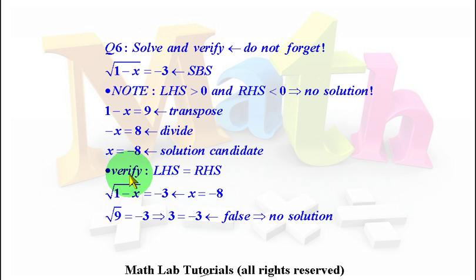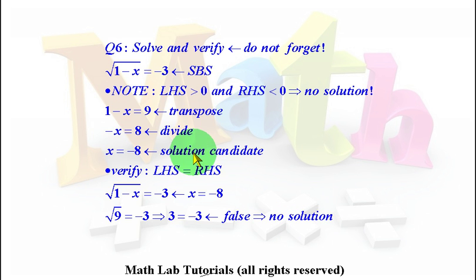At this stage, we try to verify that left-hand side equals right-hand side. We grab the original equation, drop it down, and we sub in the candidate, x equals negative 8. On the left, we get the square root of 1 minus minus 8, which is square root of 9. On the right, we get negative 3. So on the left, we get 3. On the right, we get negative 3. And of course, 3 equals negative 3 is false, and therefore, there is no solution.